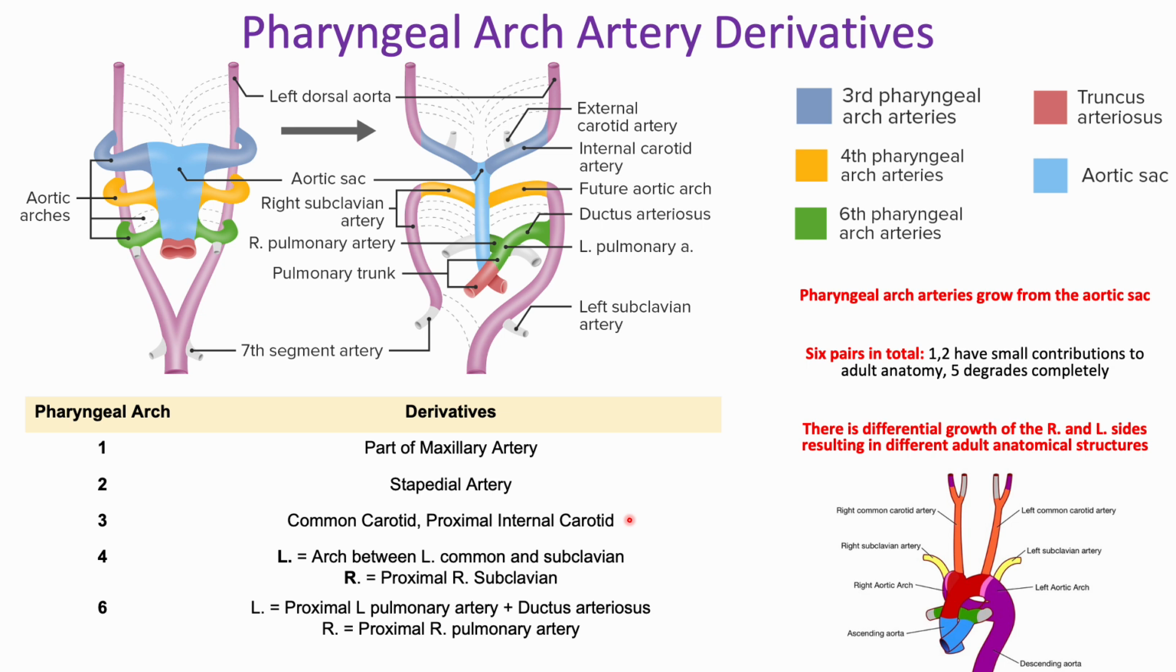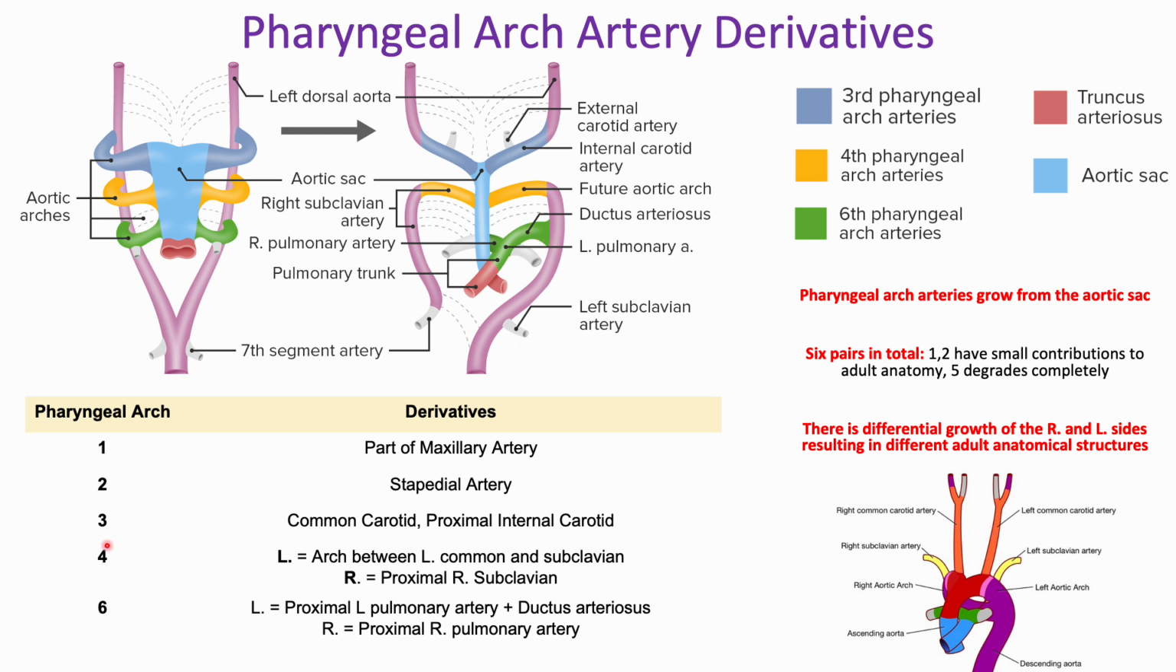Now is where we start to see things down in the region of your great vessels. Pharyngeal arch 3 is going to give off the common carotid and proximal internal carotid on each side, and you can see this indicated here. So pharyngeal arch 3 gives rise to the common carotids, as well as part of the internal carotid on either side, both the right and the left.